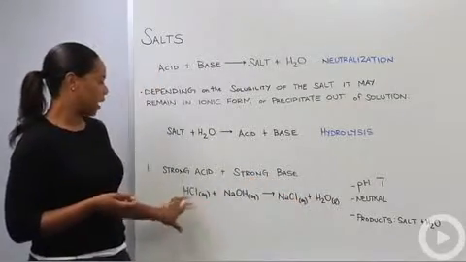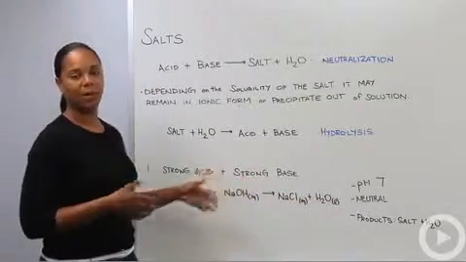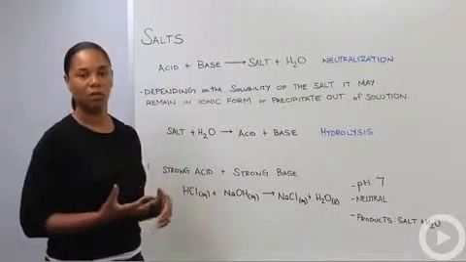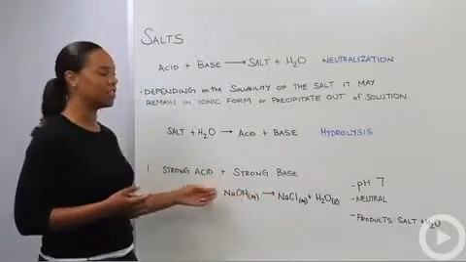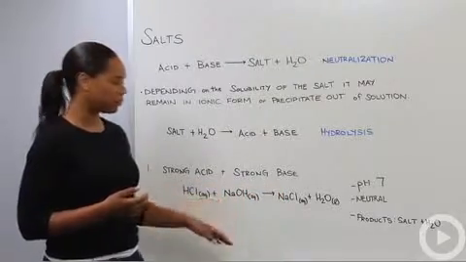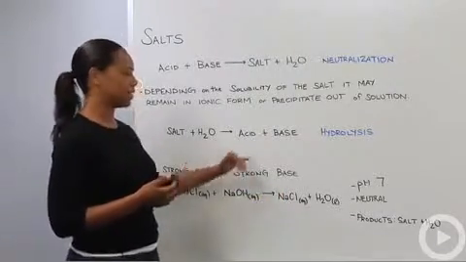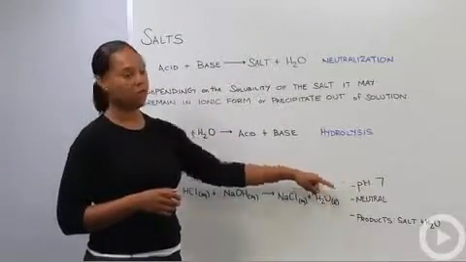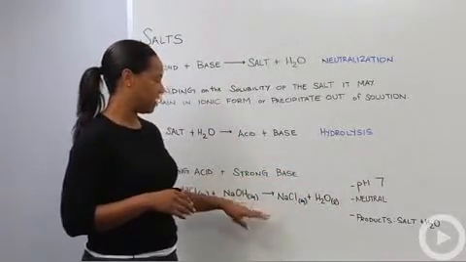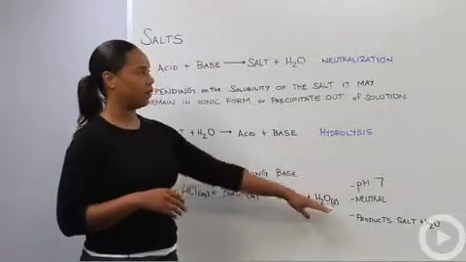And so basically, going back in your mind to when you learned about other chemical reactions, this is kind of an acid-base displacement reaction. So here, because you have a strong acid and a strong base, it's going to be completely neutral, so it'll have a pH of 7. And then again, your products will be salt and water.